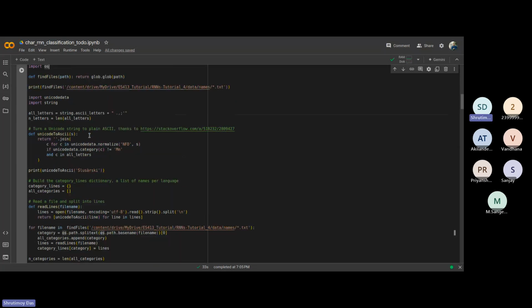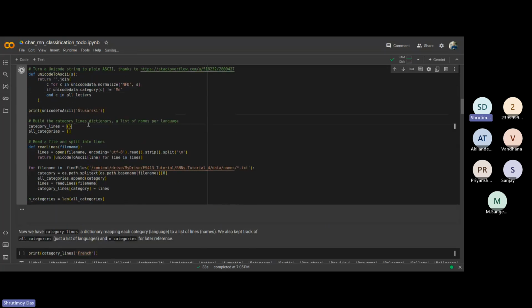There is a helper code here because the input that we are getting is not only English. Say for this example, this name, Slusarski. It has characters like S, which has a dash on top of it, and A, which has a dash on top of it. These are Unicode characters, and you want to convert them to ASCII so that your embedding becomes easier. So this is a helper code for this.